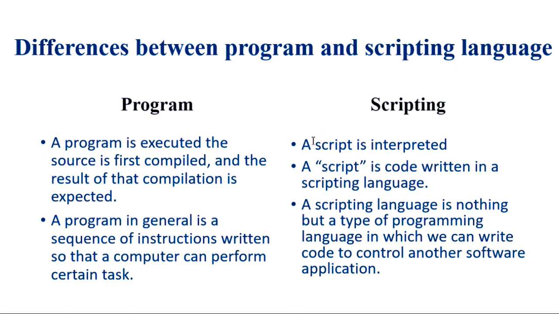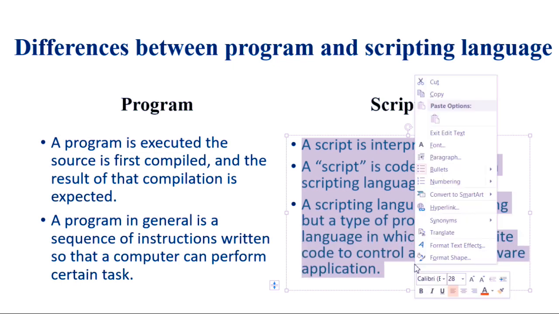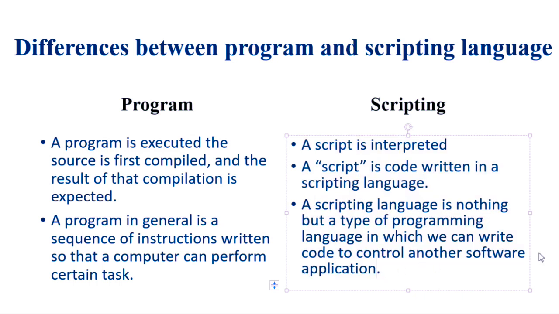Now understand the scripting part. A script is interpreted. A script is code written in a special scripting language, and a scripting language is nothing but a type of programming code to control another software application. Scripting is primarily used to automate tasks for websites and web applications. It is used with existing programs, to retrieve existing information with the help of databases, in computer programs and software development, as well as front end and back end development.